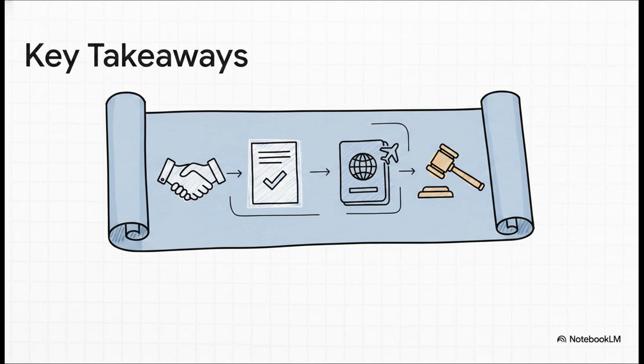Look, as global mobility keeps increasing, double taxation is only going to get more complex. So I leave you with this. Are your cross-border tax strategies robust enough for the new 2025 landscape?